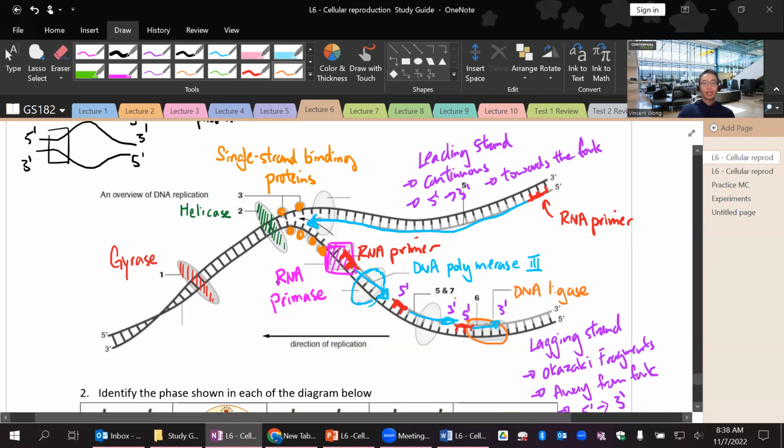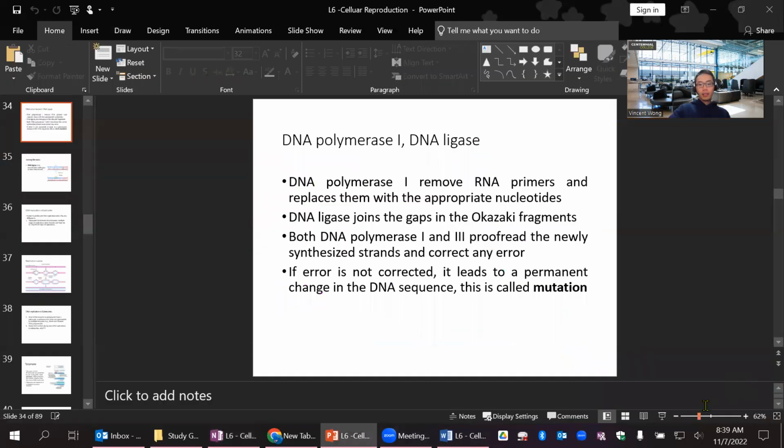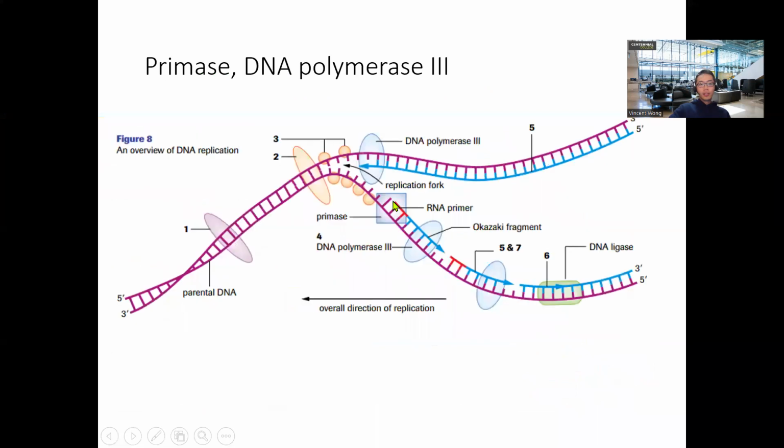Okay, so that's basically everything that we learned last Monday. Any questions before I go back to the PowerPoint slides? All right, fantastic. So that's the summary right here. It's the same diagram. You can match it up yourself.